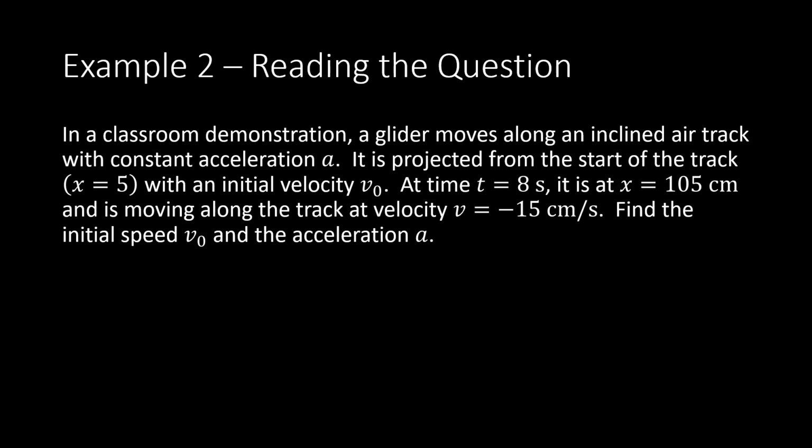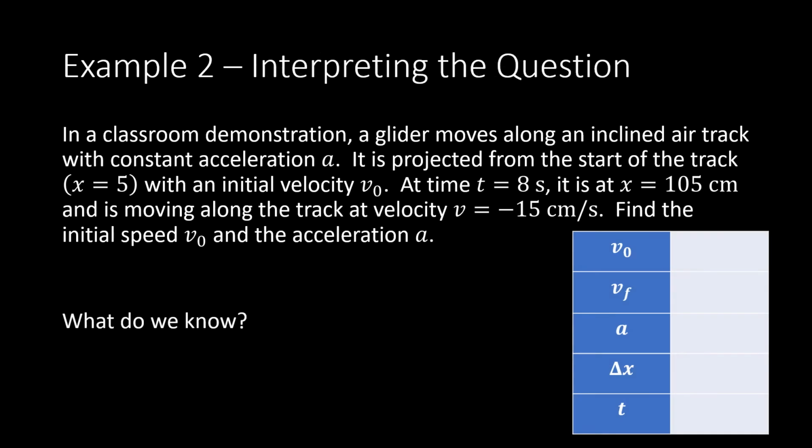If you're feeling confident, pause the video here and see if you can solve this problem on your own. The first step with these kinematic equations, just like before, is to organize our variables into a table. We are concerning ourselves with the glider's motion from x equals 5 to x equals 105. The total displacement of the glider is the difference, or 100 centimeters. The glider took 8 seconds to travel this 100 centimeters and was moving at a velocity of negative 15 centimeters per second. Let's write this down.